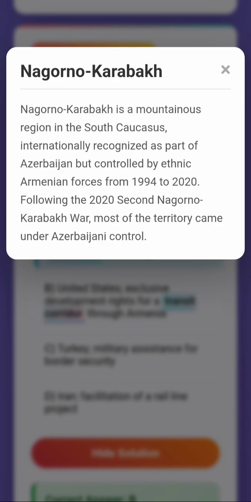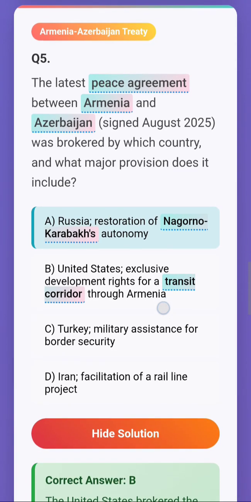And another GK, Nagorno-Karabakh region. This is a mountainous region in the South Caucasus, internationally recognized as the part of Azerbaijan. Internationally, everybody recognizes Nagorno-Karabakh under Azerbaijan, but it was controlled by ethnic Armenian forces from 1994 to 2020, and after that, the Azerbaijanis are controlling the area, Nagorno-Karabakh. Simple.